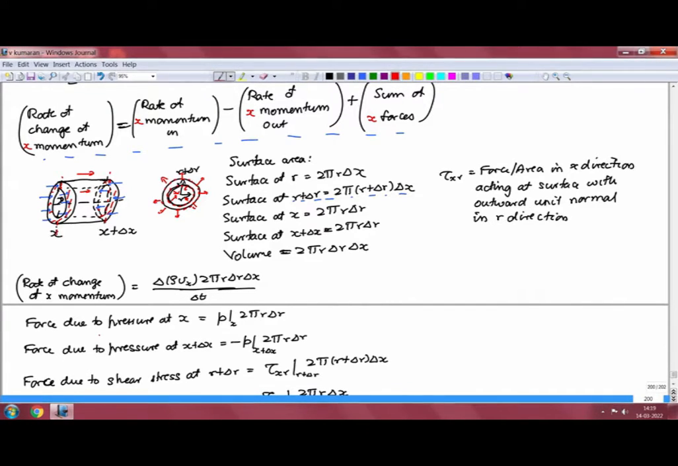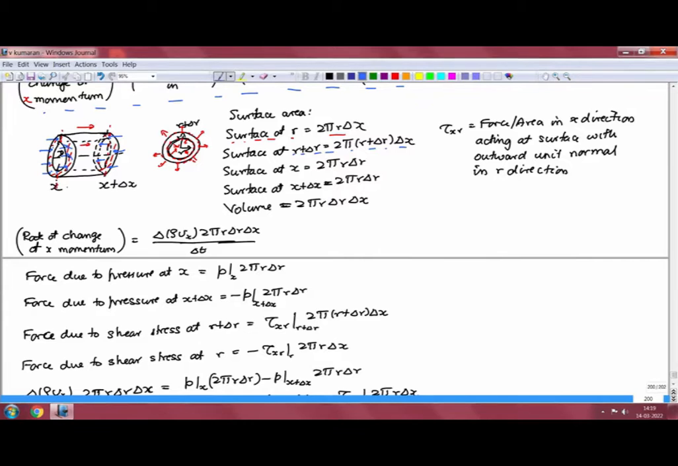The surface area I had discussed for you. Surface at r is 2 pi r delta x, at r plus delta r is 2 pi (r plus delta r) times delta x. At x, the surface area is equal to the perimeter 2 pi r times the thickness delta r of this surface at the location x. At the location x, this was the surface area. And at x plus delta x, the surface area was the same. The volume is 2 pi r delta r times delta x.